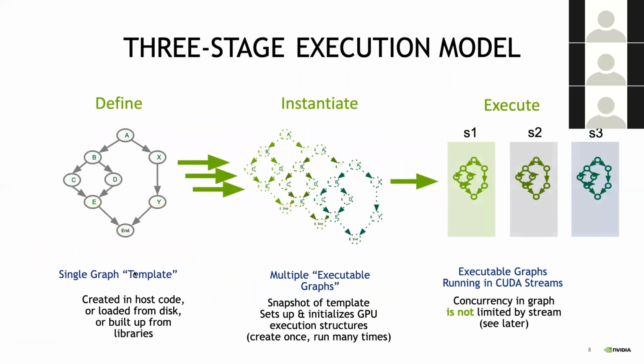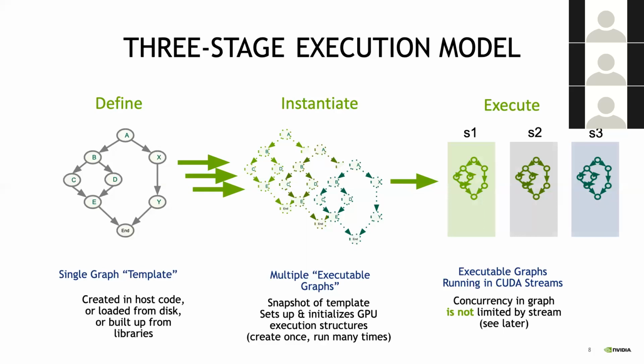CUDA Graphs has a 3-stage execution model where we define, instantiate, and then execute into a stream. On the left, the define stage is what we will see in the coming slides with examples, where we tell CUDA, okay, these are the nodes, the parameters, the dependencies, which GPU to target, which stream to launch to, and so forth. We are really defining the structure and the contents of the graph. And then we instantiate the graph, which comes in two different types, which we will see in the examples and the homework at the end.